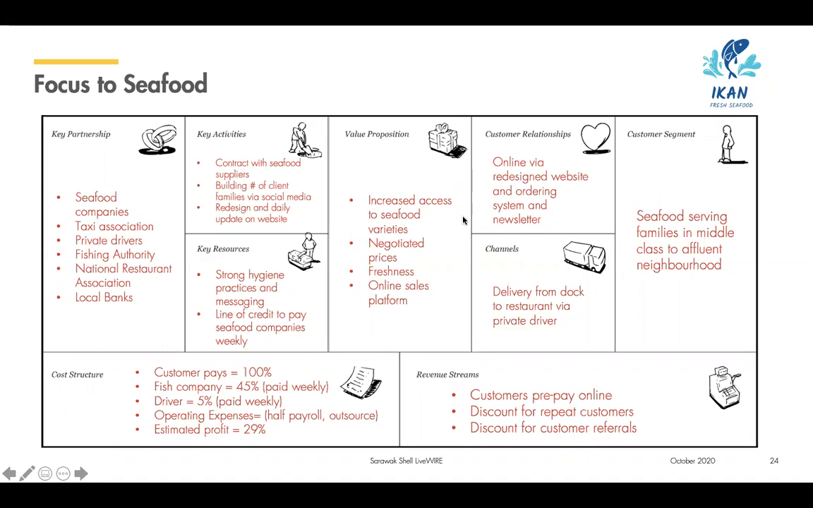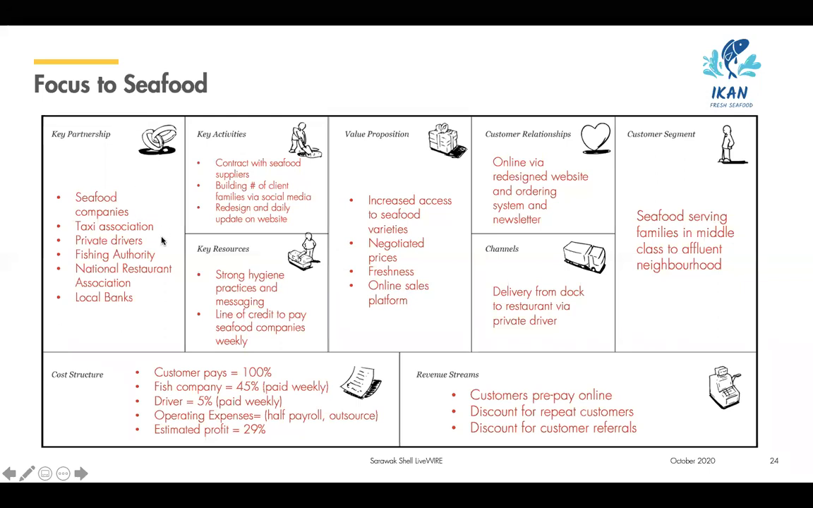So the value proposition now is the family get access to seafood variety. It's cheaper because you negotiated with the fishermen and the fish seafood companies. It's fresh, online sales platform. Some changes on the website. Key resources is enhanced hygiene practices, which is something that is desirable by the customer, and it's something that they want to see as a value proposition.